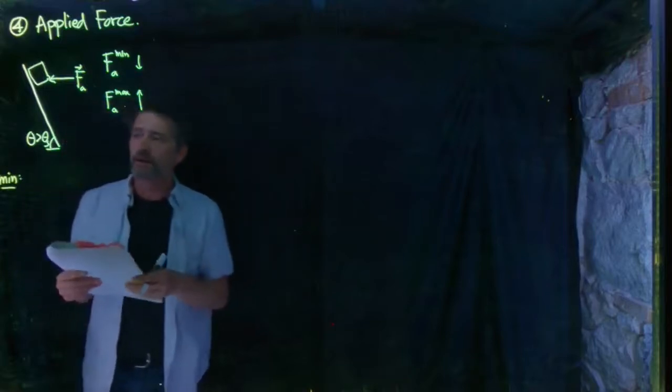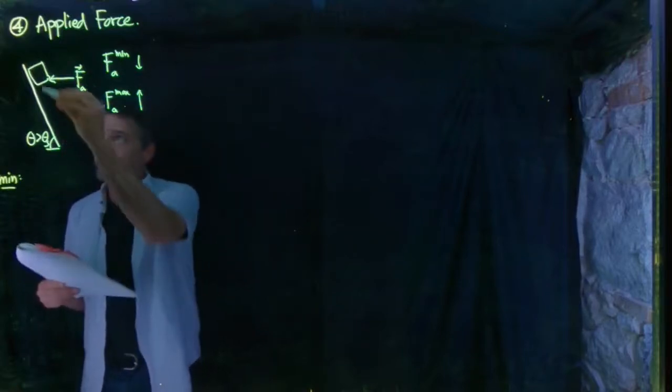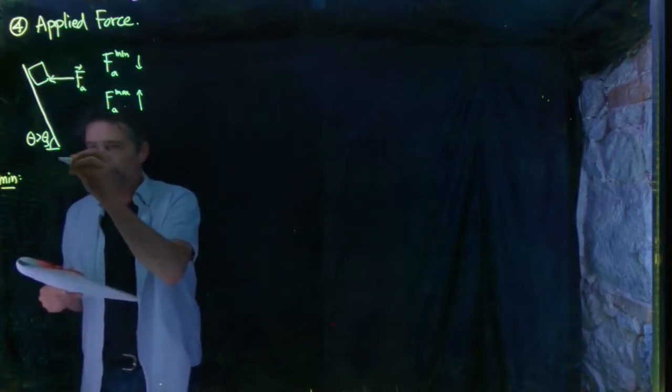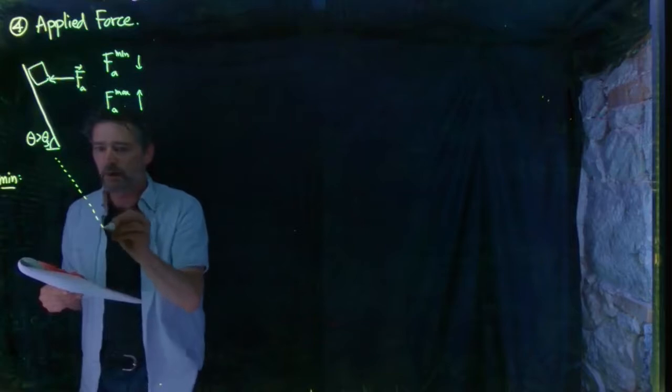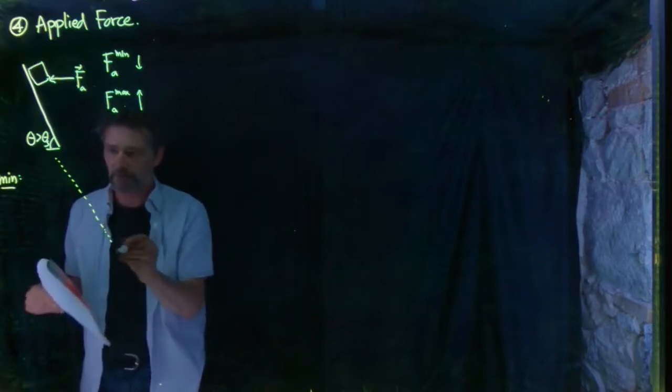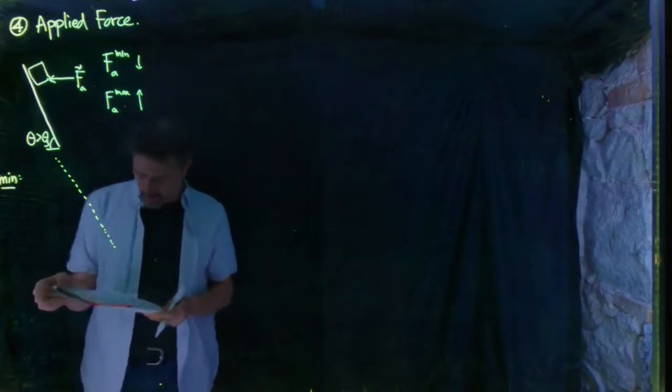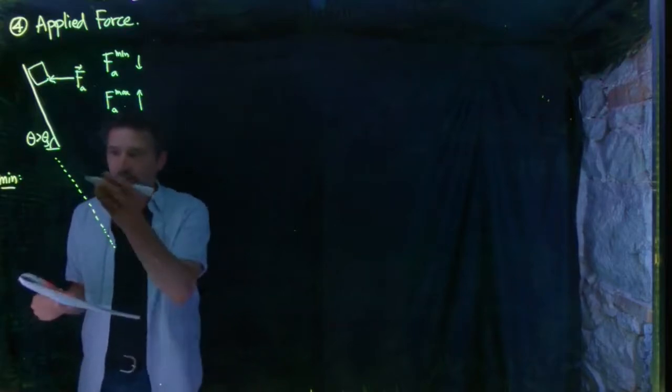So for the minimum case, it looks something like this. We're going to draw a dotted line, which represents our inclined plane. Let me go about that size, because I want to draw another one down here. Okay, and so then we say we want to add up all the forces.